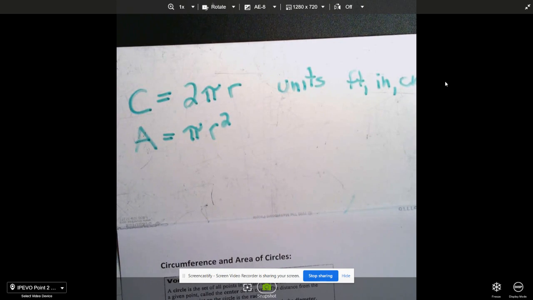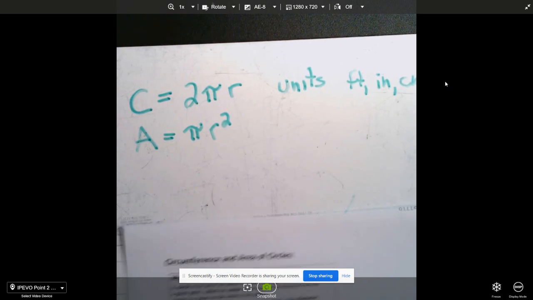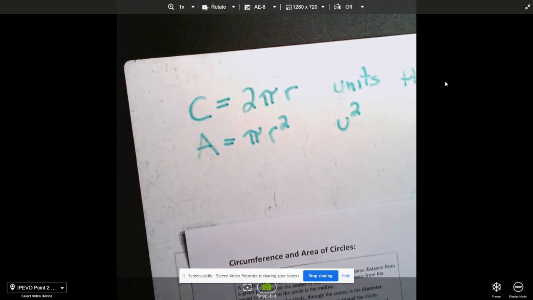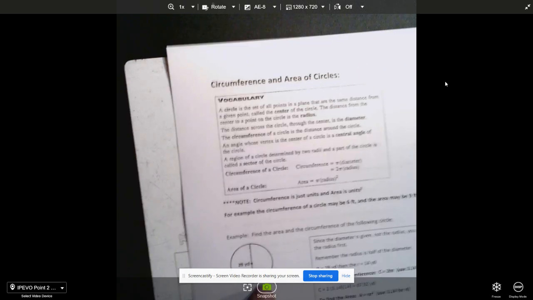It's like if I took my yarn and I stretched it out, I could just measure it. But area is always going to be in square units. So just like our area formulas, it's going to be units squared. So let's take a look at an example here.